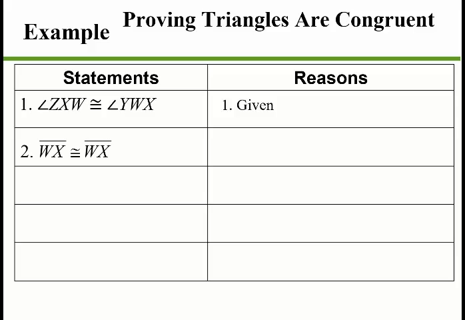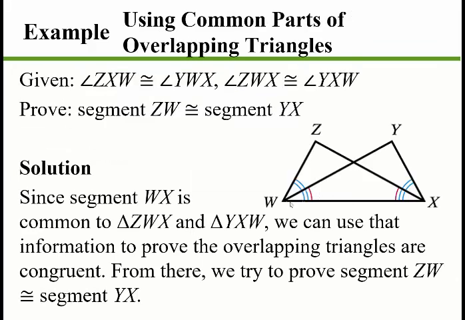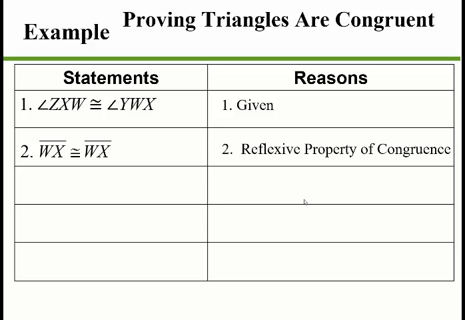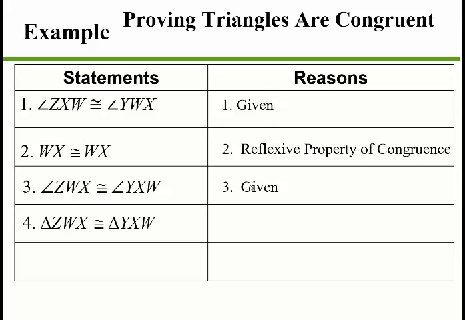All right, so we were given here that angle ZXW is congruent to angle YWX. It must be then that line segment WX is congruent to WX, because they're on the same part of the triangle. That's the reflexive property of congruence. It must be then that angle ZWX is congruent to angle YXW. That was also given. So I've got, look at this, angle side angle. So the two triangles are congruent. That's by the angle side angle postulate. And then the corresponding sides, side ZW is congruent to side YX. That's because corresponding parts of congruent triangles are congruent.